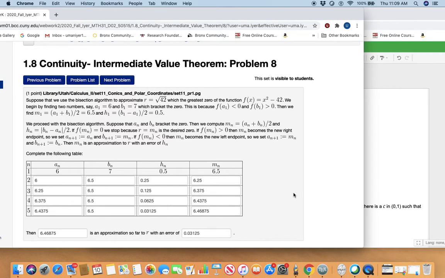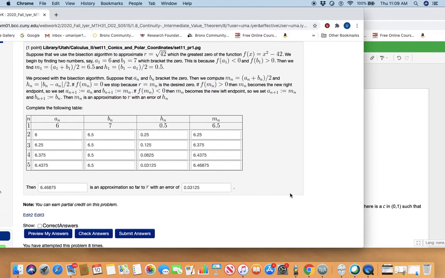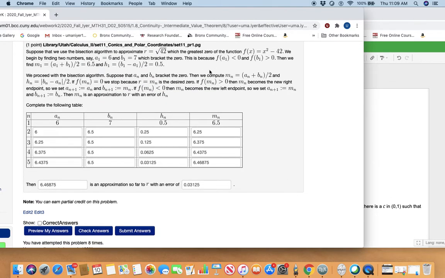Next. Now this is a longish problem. The theory is kind of detailed. You might find it hard to follow, but try following the rules. The rules of the game are given here. You are given f(x), x squared minus 42 in this particular case. You are given a starting row: 6, 7, 0.5, 6.5.